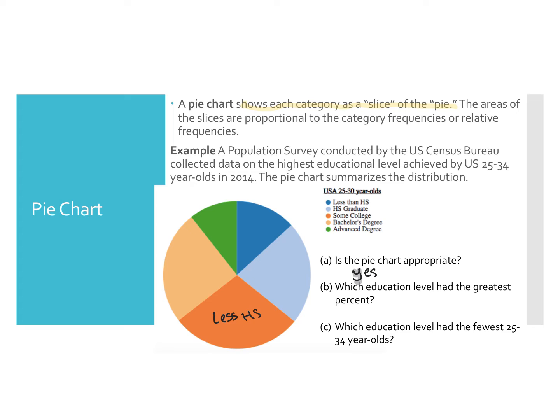I'm going to go with, I put the wrong label in the wrong place, this one is some college, which is our greatest percent. Which education level had the fewest 25 to 34-year-olds? And to me, I would say the advanced degree.